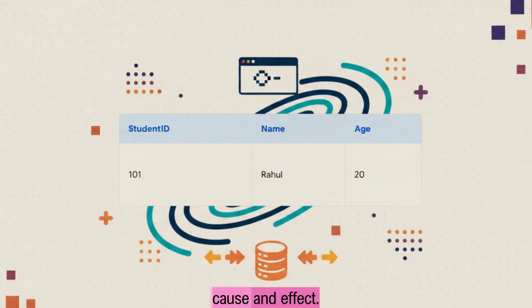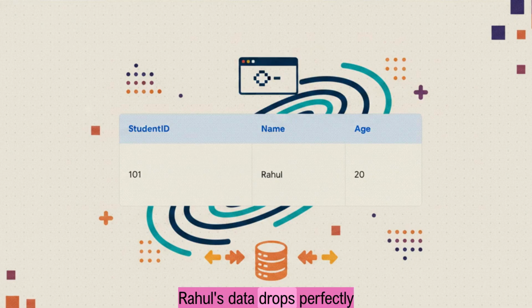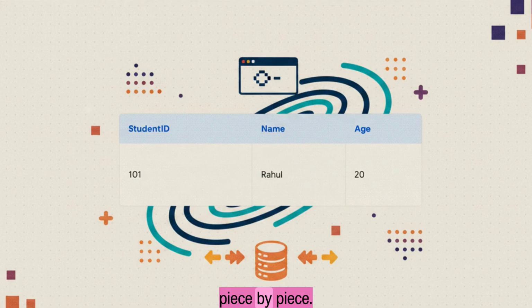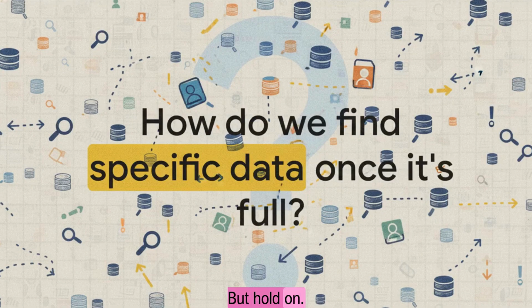And look at that immediate cause and effect. By running that single, simple command, Rahul's data drops perfectly into its designated row. This is exactly how data begins to populate a database, piece by piece. But hold on, let's pause and think about the reality of databases for a second. Our table only has one row right now. What happens when this college database has, say, 50,000 students? How do we find or fix specific data once the database is absolutely full to the brim?